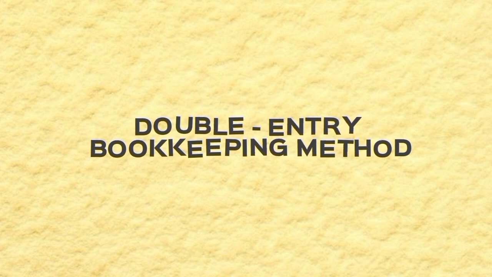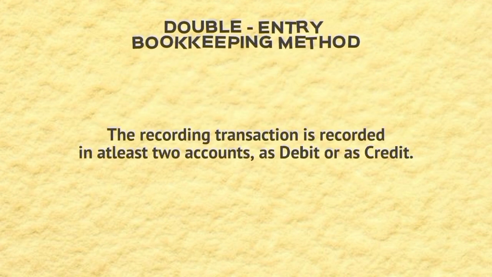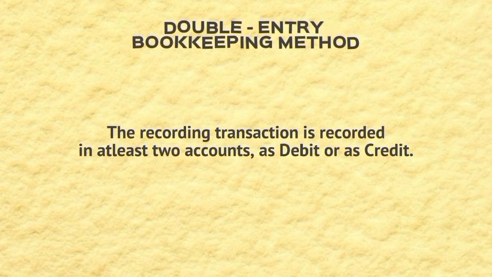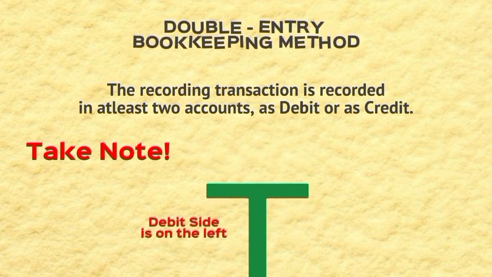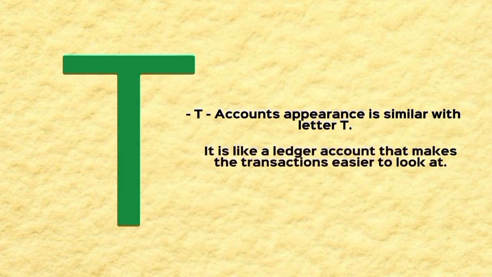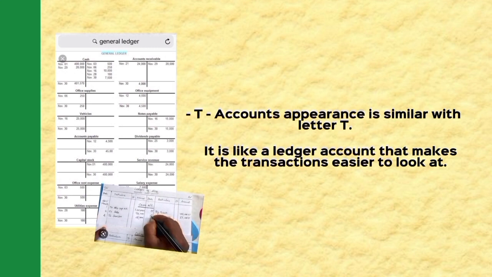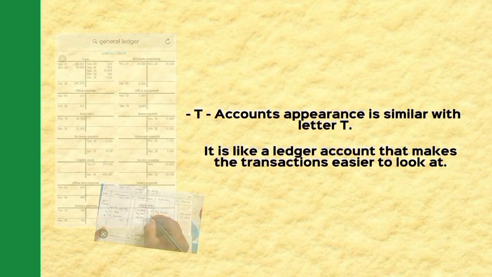When we say double entry bookkeeping method, the recording of a transaction is done in at least two accounts, as a debit or credit. Take note that the debit side is on the left and the credit side is on the right. The T account's appearance is similar to the letter T. It's like a ledger account that makes the transaction easier to look at.